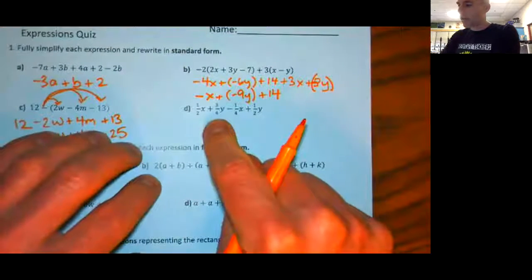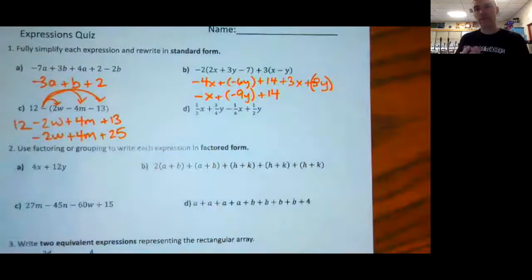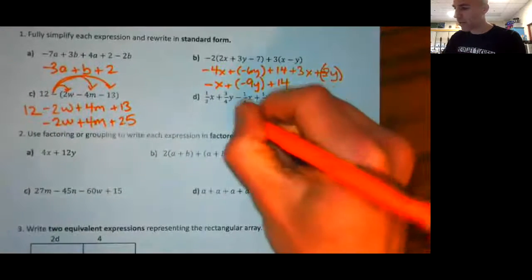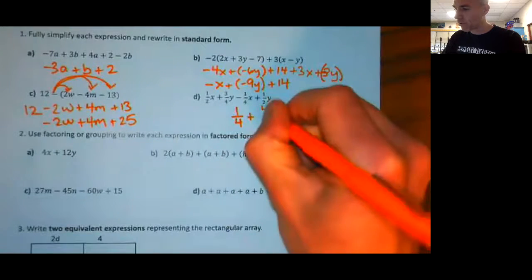All right, lastly, you needed to add the fractional coefficients of this. I don't want to go through adding fractions right now for the sake of time. You should have got 1/4 x plus 5/4 y.